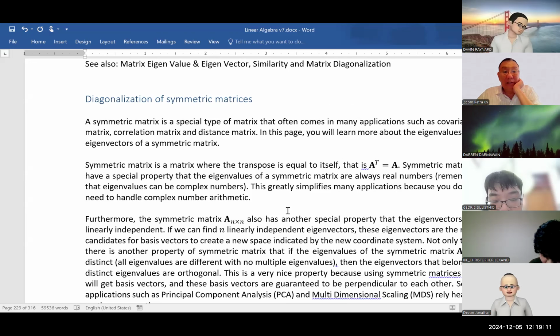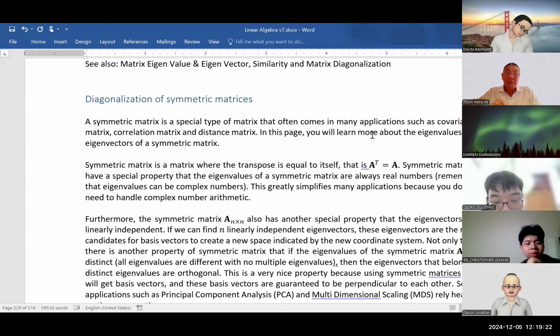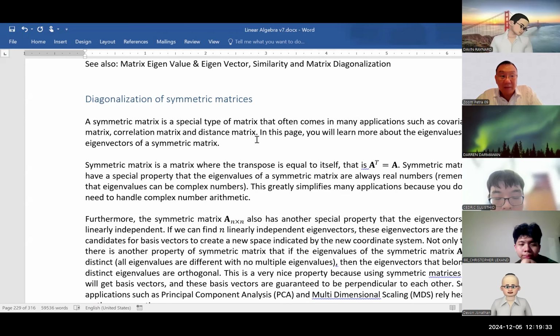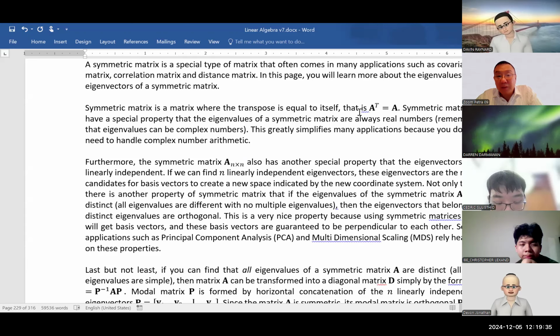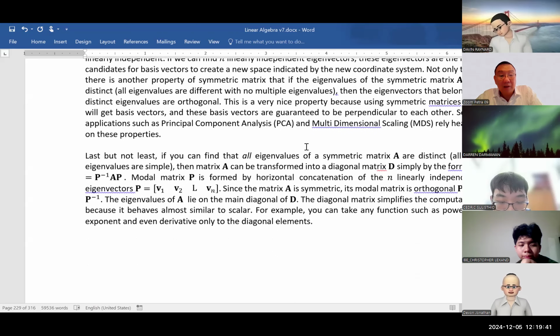Symmetric matrices have many applications. For example, the covariance matrix is a symmetric matrix. The correlation matrix is also a symmetric matrix. The distance matrix is also a symmetric matrix, isn't it? So what will happen if you do eigenvalues and eigenvectors of a symmetric matrix? One characteristic of a symmetric matrix is that the transpose is equal to A.